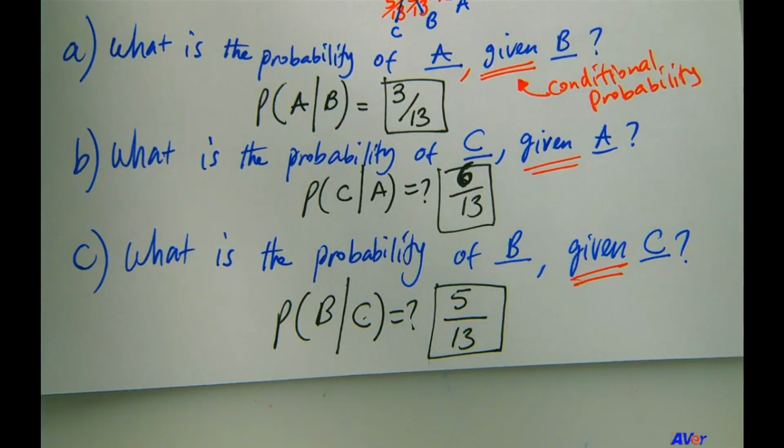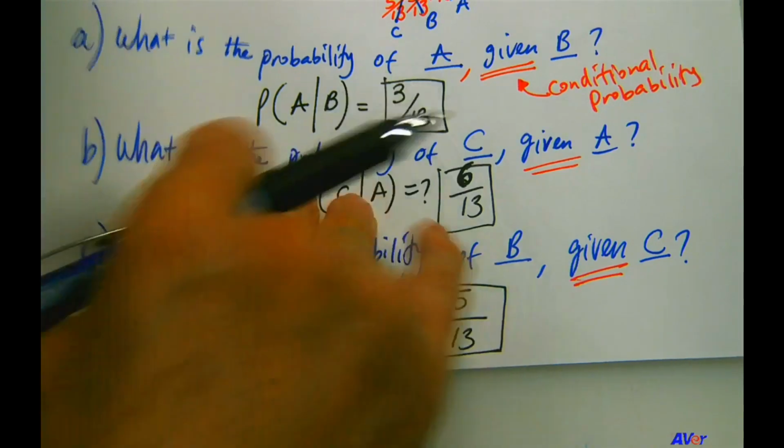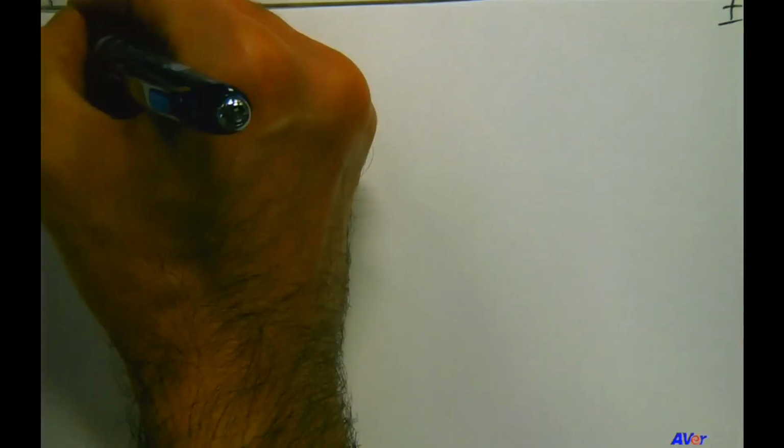Okay, so let's look at some examples of using conditional probability with Venn diagrams, right? This was an example of using conditional probability with tree diagrams. So next, let's look at conditional probability and Venn diagrams, among other things, right? So we'll just review Venn diagrams again.